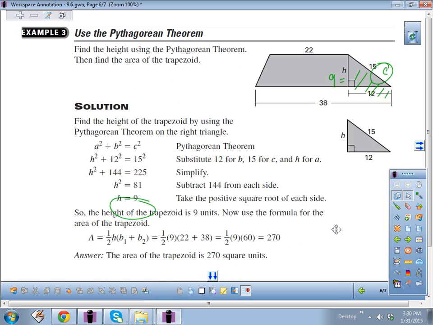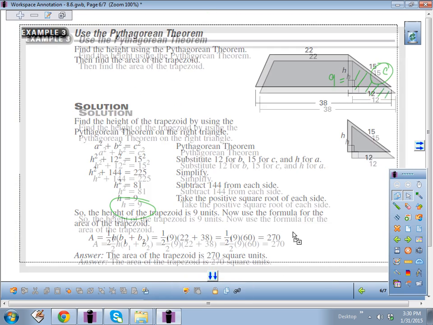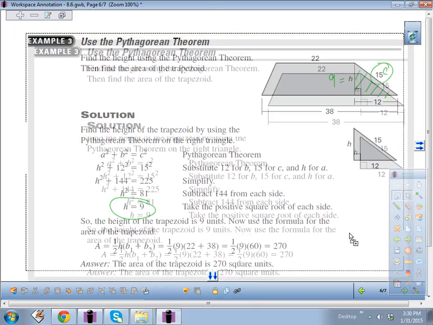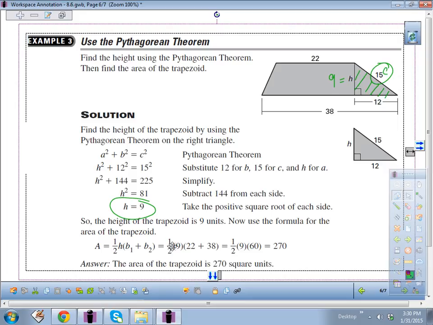Okay, so let's see, there we go. So the formula for the trapezoid, we have 1 half height times base 1 plus base 2. The height is 9. One of the bases is 22. The other base is 38. And we get the area of the trapezoid to be 270 square units when we simplify.